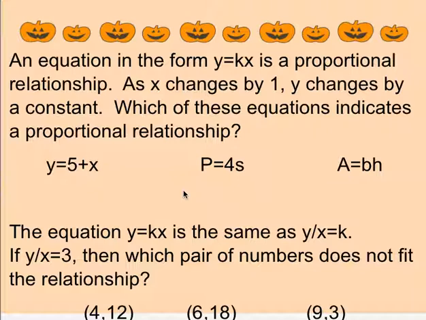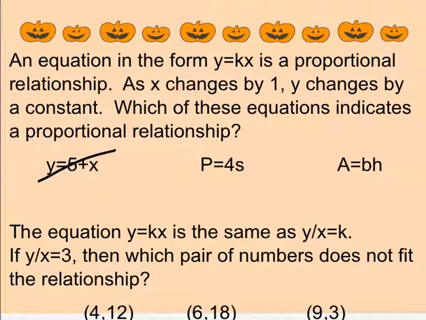A few more. An equation in the form of y equals kx is a proportional relationship. As x changes by 1, y changes by a constant. Which of these equations indicates a proportional relationship? So once again, really quickly, y equals 5 plus x. The problem with this one, not going to go through the origin. It's actually going to go through (0, 5). So that one doesn't work.